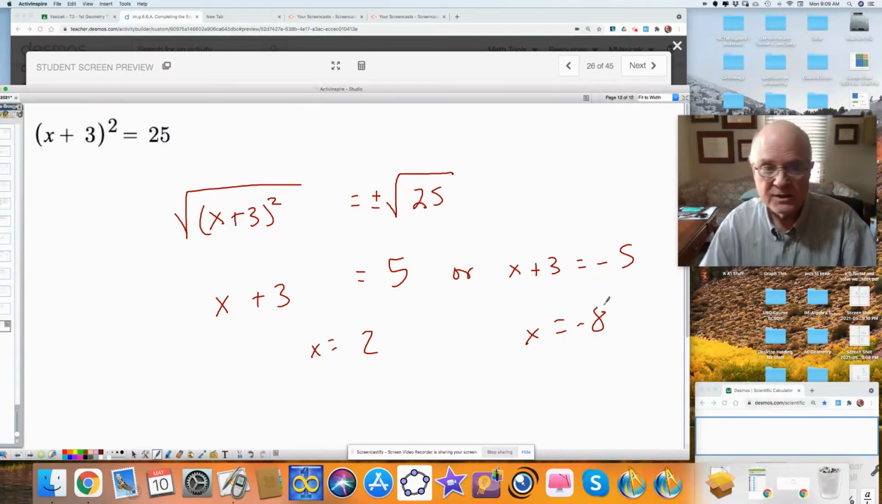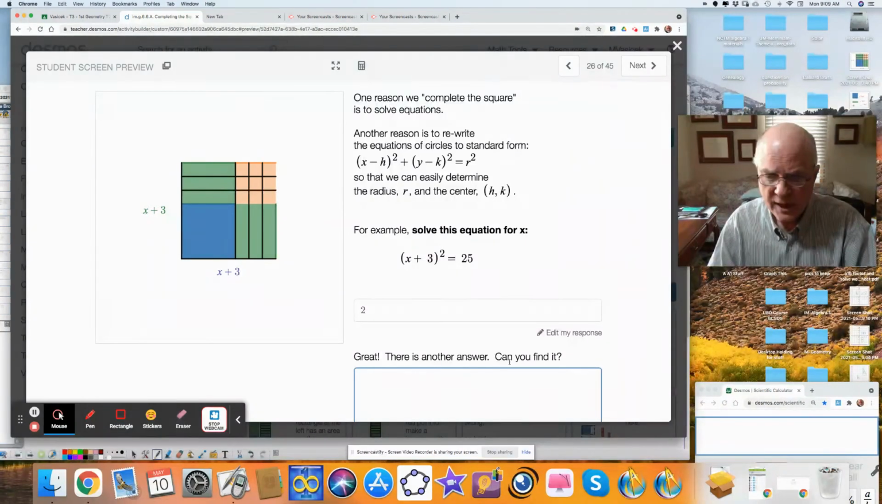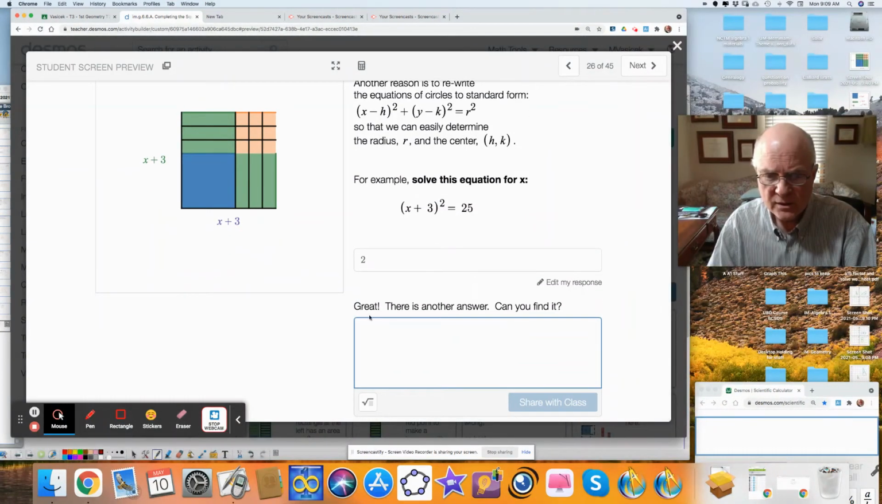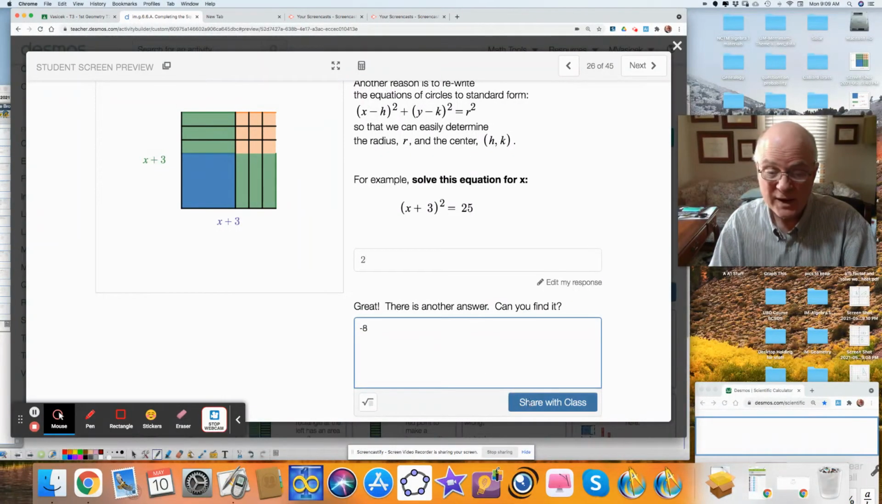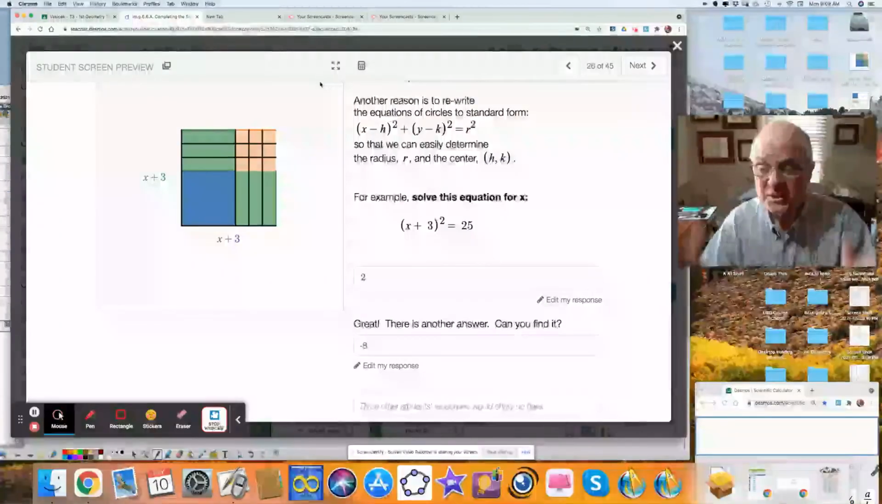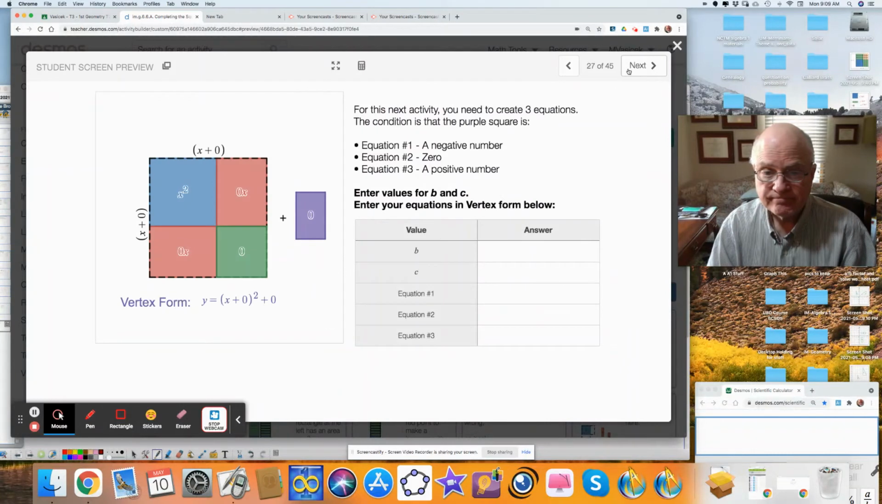So when we plug that into the Desmos, we plug in 2. And yes, great, there's another answer. That would be negative 8, because it's a plus or minus. It's a curve. It goes across that line twice. That's why. Here again, you get to choose your answers. We need to come up with 3 equations.